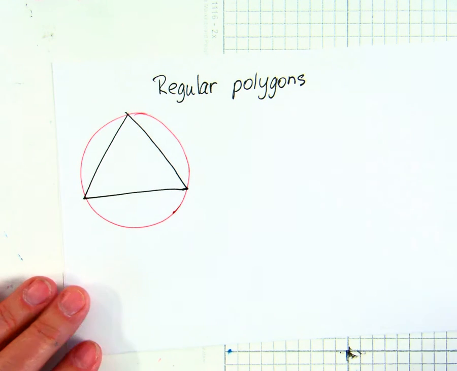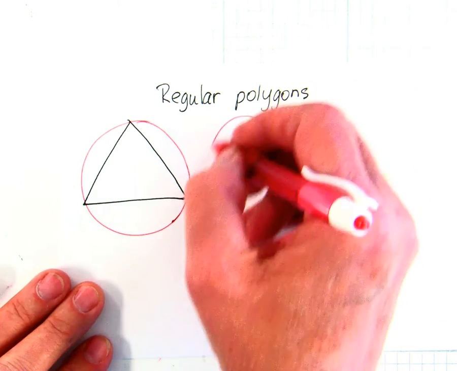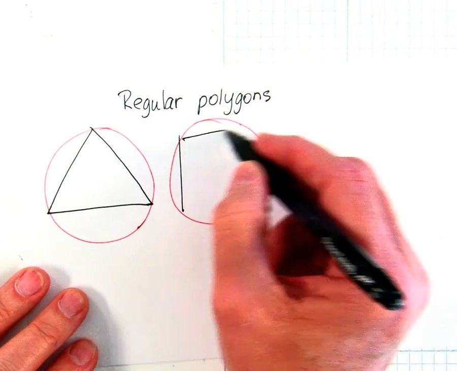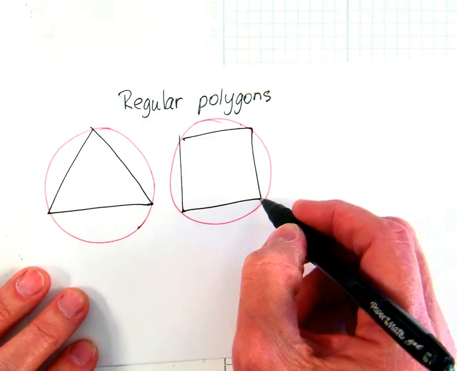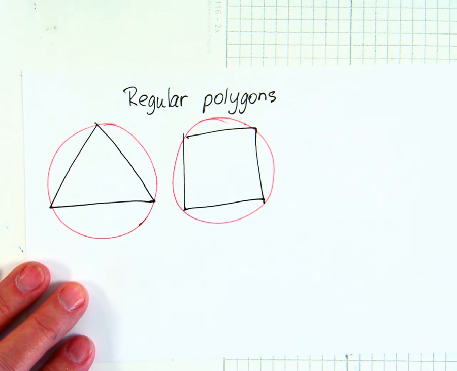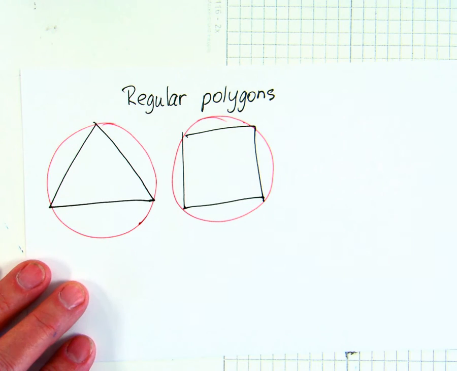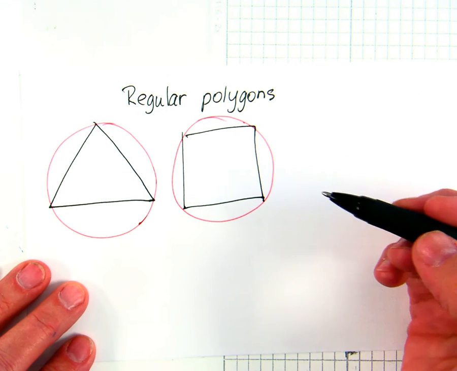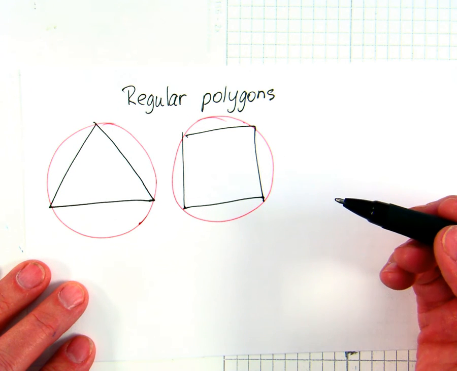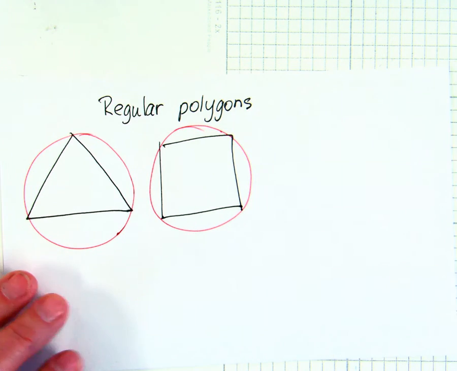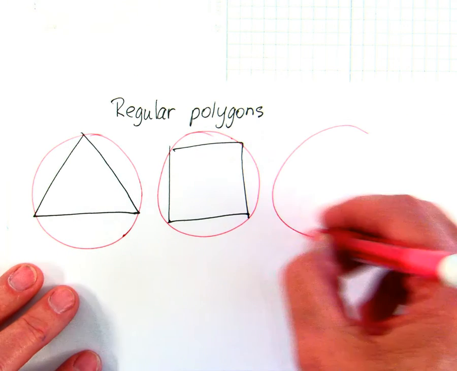We'll do, let's see, a regular quadrilateral, which is a square, of course. A square can also be circumscribed. All of the vertices can be on a circle. There are other rectangles and other quadrilaterals that can be circumscribed, but not all can. Like triangles, all can. All quadrilaterals cannot.